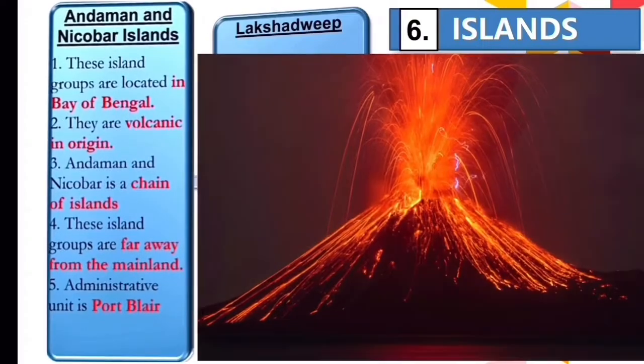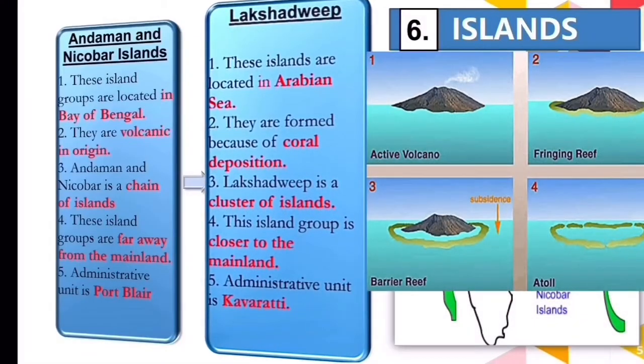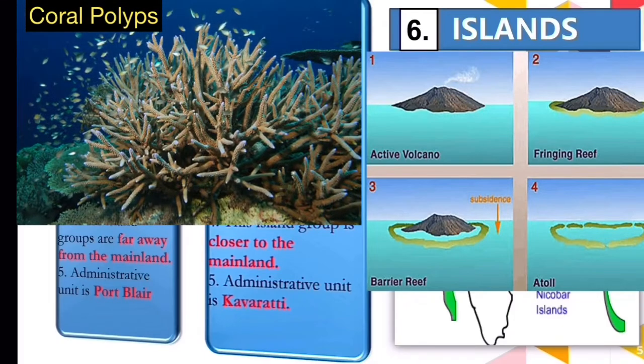Andaman Islands are of volcanic origin and are also known as a chain of islands. On the other hand, Lakshadweep is a cluster of islands and is formed of coral deposition. Now, what does this mean? Coral depositions are composed of the dead sea organisms known as polyps.